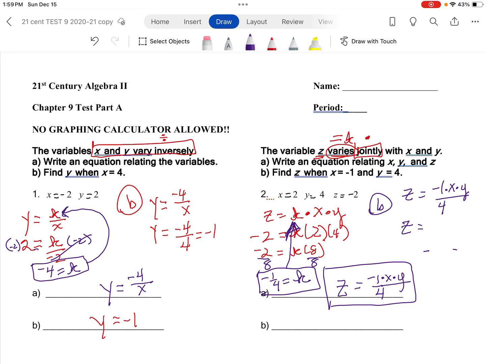Find z when x is -1, so I'm going to substitute in a -1, and y is 4. Here I see these 4's would reduce, so I get z equals 1.